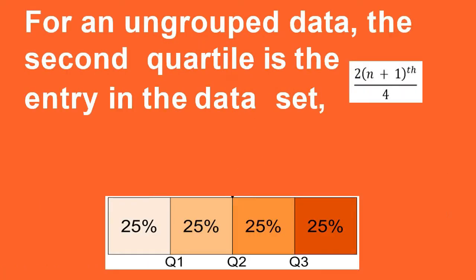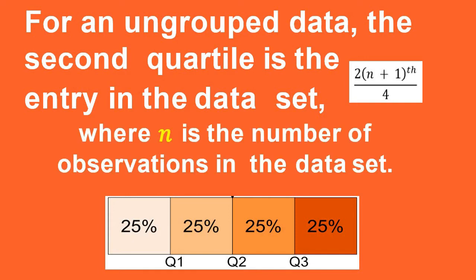For an ungrouped data, the second quartile is the 2 times the quantity (n plus 1) all over 4 entry in the data set. For first quartile, we have only (n plus 1) all over 4. But for second quartile, this time we will have 2 times the quantity (n plus 1) all over 4. Again, n is the number of observations in the data set.